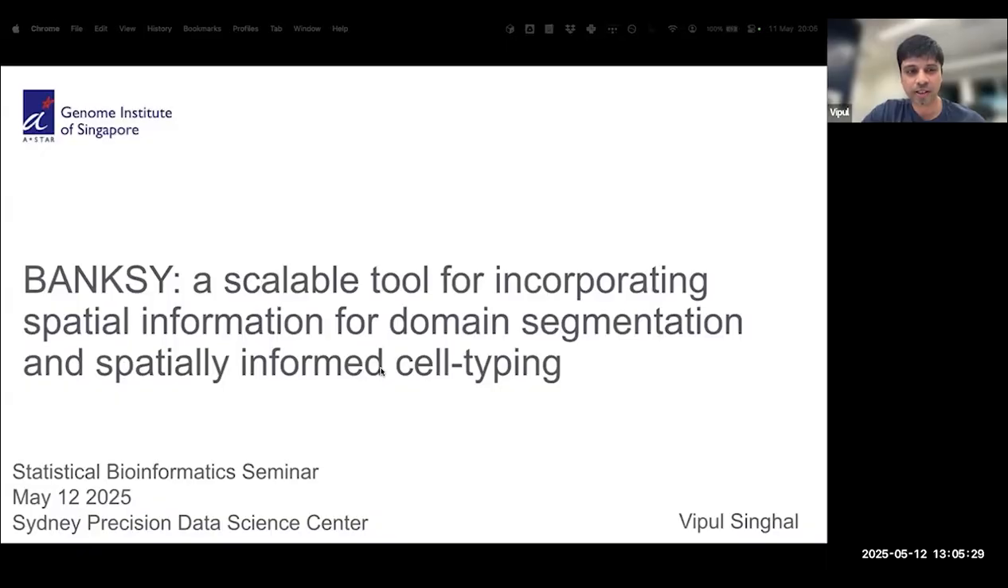Hey guys, so I'll tell you about BANKSY, which I've heard some of you have already tried playing with. It's basically a spatial cell typing and spatial domain segmentation tool that's very scalable. I'll describe the mathematical framework, which was built with scalability in mind. And so it's quite different from the two major paradigms that exist in the field, which I'll talk a bit about as well.